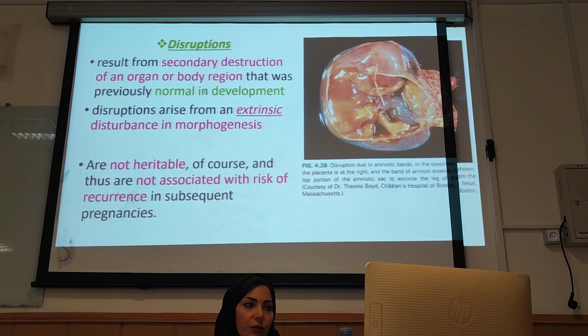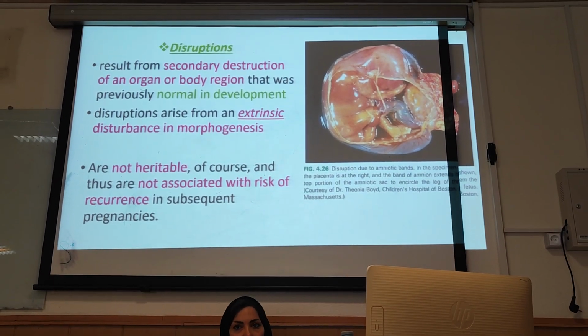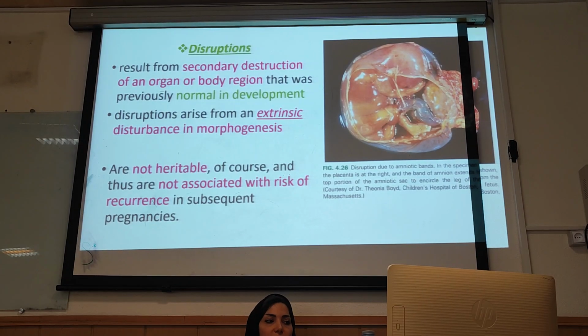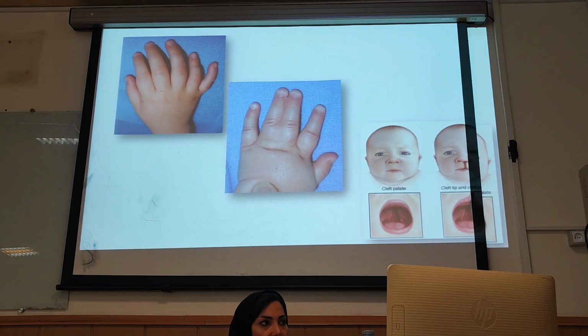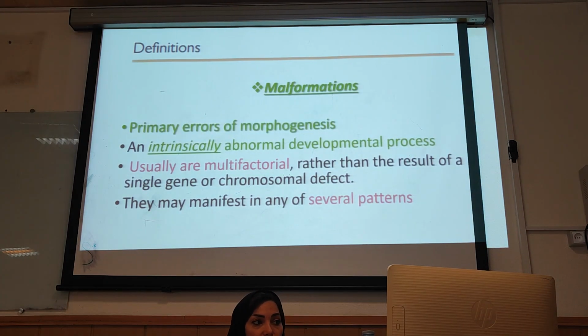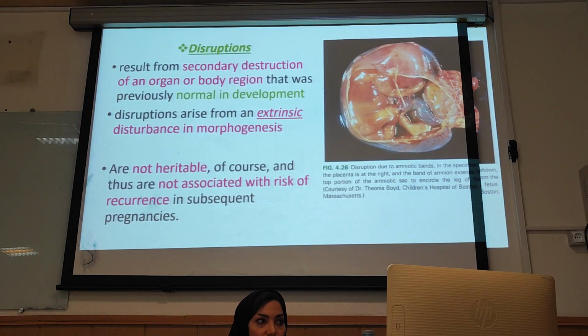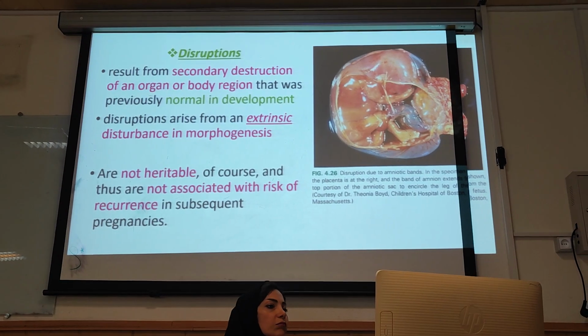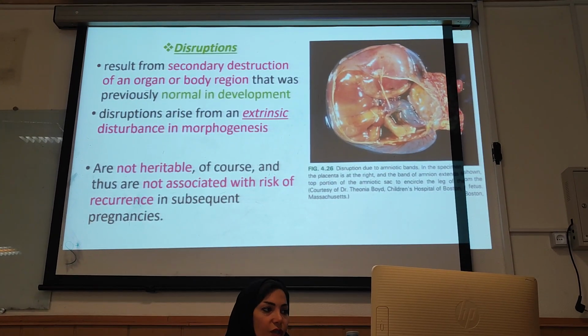Another one is disruption. Disruption results from a secondary destruction of an organ or body region that was previously normal in development. But a congenital malformation, an error in morphogenesis, leads to an abnormal feature. So they are not heritable.